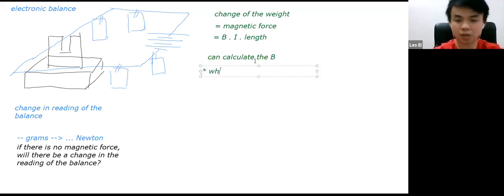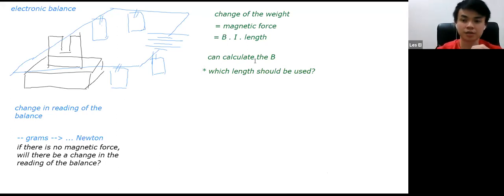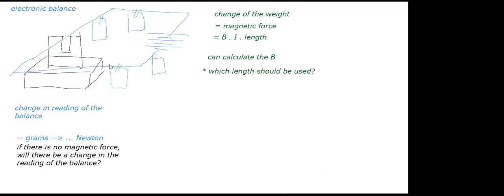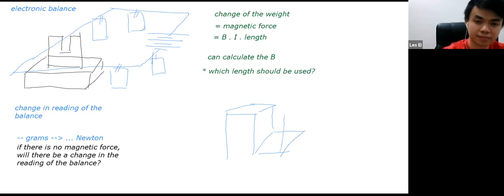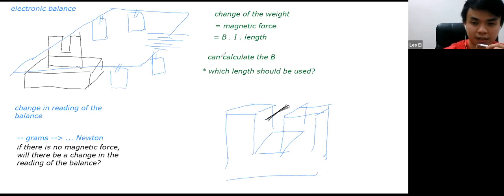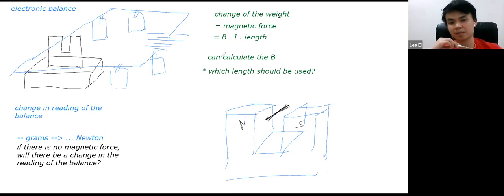So the next question is which length should be used, right? You understand until here? Yes. Okay, the length that you have to use is only the length that you place inside the magnet. Let me draw, yeah. So you just use the wire that cuts through the magnet itself, so only that thin part, maybe a couple of centimeters or so.